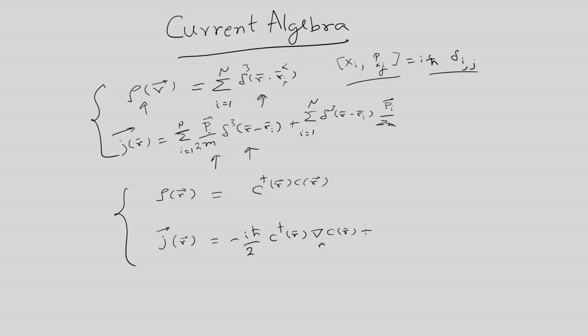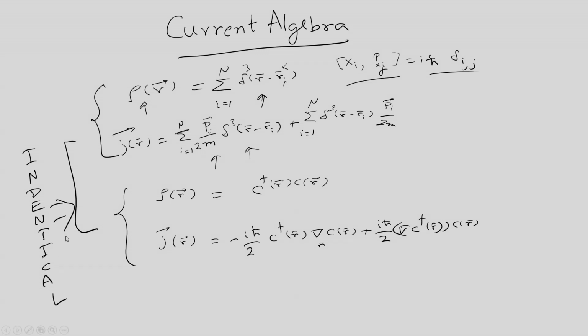You see these two are absolutely identical. These two ways of doing it would be the first quantized or traditional way of expressing the density and current in terms of momentum and position, whereas this approach is the creation-annihilation way of representing the same quantities.